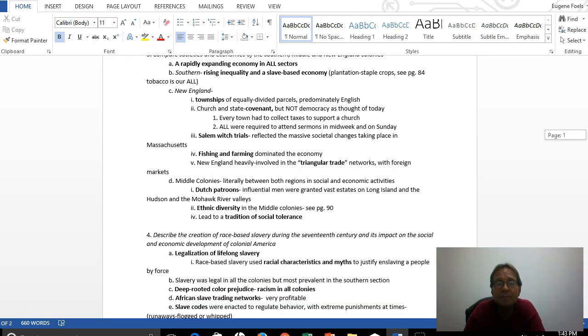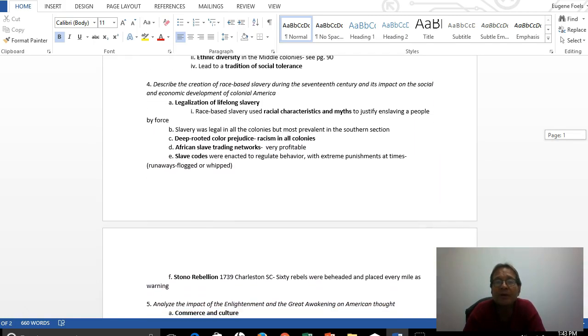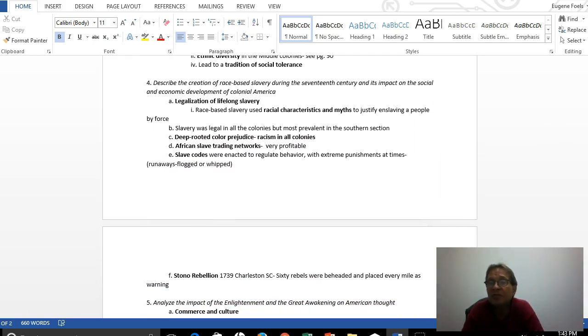The fourth question: describe the creation of race-based slavery during the 17th century and its impact on the social and economic development of colonial America. Eventually, slavery will become a lifelong status. It wasn't that way in Europe or the Middle East. Slaves could actually own slaves. Slaves could buy their freedom.